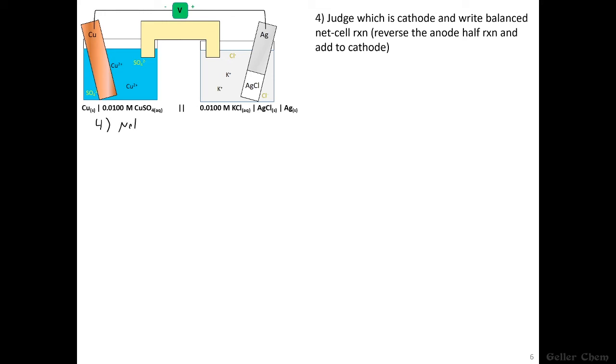For the net cell reaction, we're going to take that cathode reaction and let's just keep it as is. That was 2AgCl, solid, because we did identify that the positive terminal is hooked up to the cathode, plus 2 electrons in equilibrium with 2 silver solids plus 2 chloride ions. But we now know that the other side is going to be oxidized, and so we rewrite that reaction backwards. Copper solid is in equilibrium with copper 2 plus and 2 electrons.